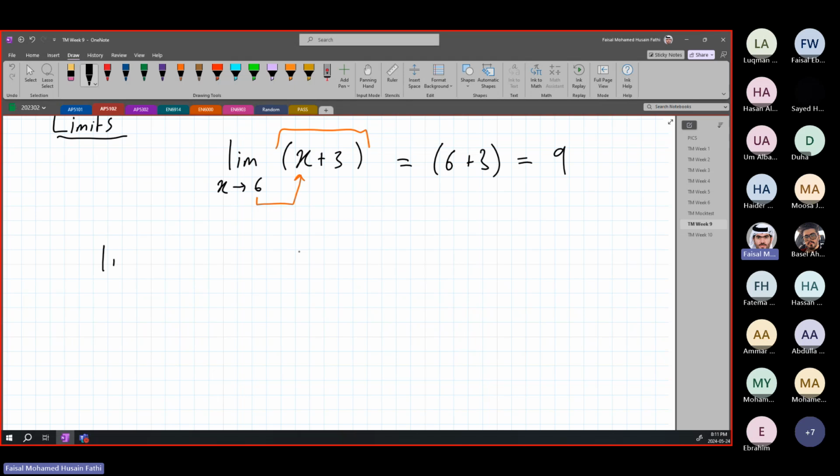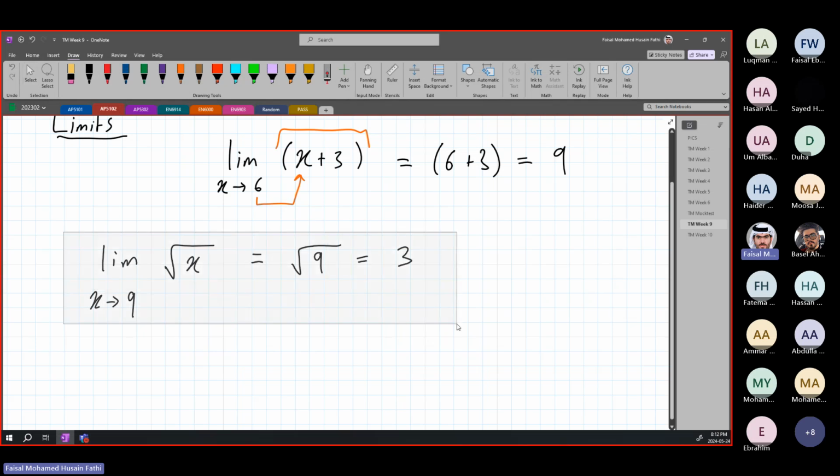Another example, let's say we have the limit as x goes to 9 of the square root of x. All you have to do is plug in the value of 9 in the function. So it's going to be the square root of 9, which is equal to 3. And this is how you can solve almost any basic limit.